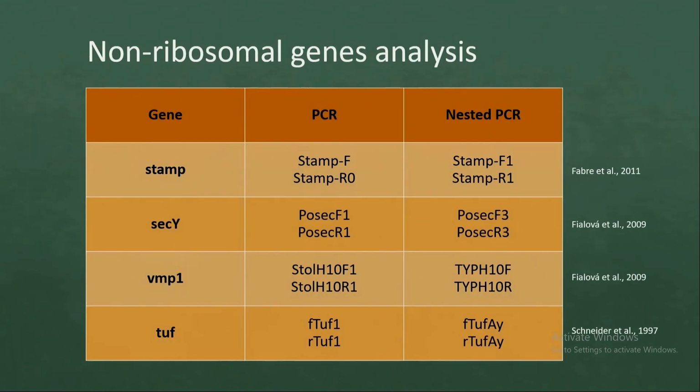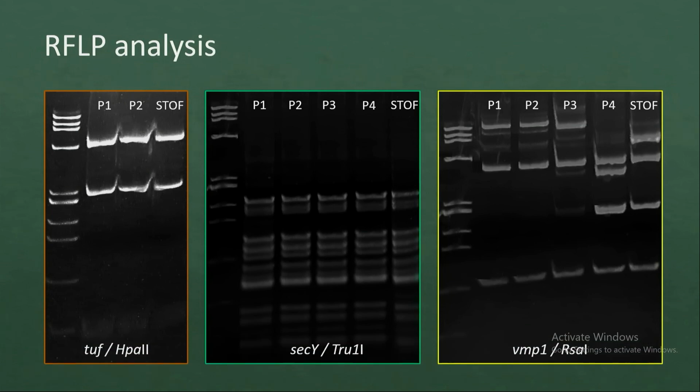So we decided to perform a multi-gene characterization of this papaya Stolbur strain, and we amplified some non-ribosomal genes with the primer pairs listed in this table: STAMP, SecY, VMP1, and TUF. Those are the RFLP analyses on these amplicons that have been digested with different restriction enzymes, depending on the most appropriate for each gene.